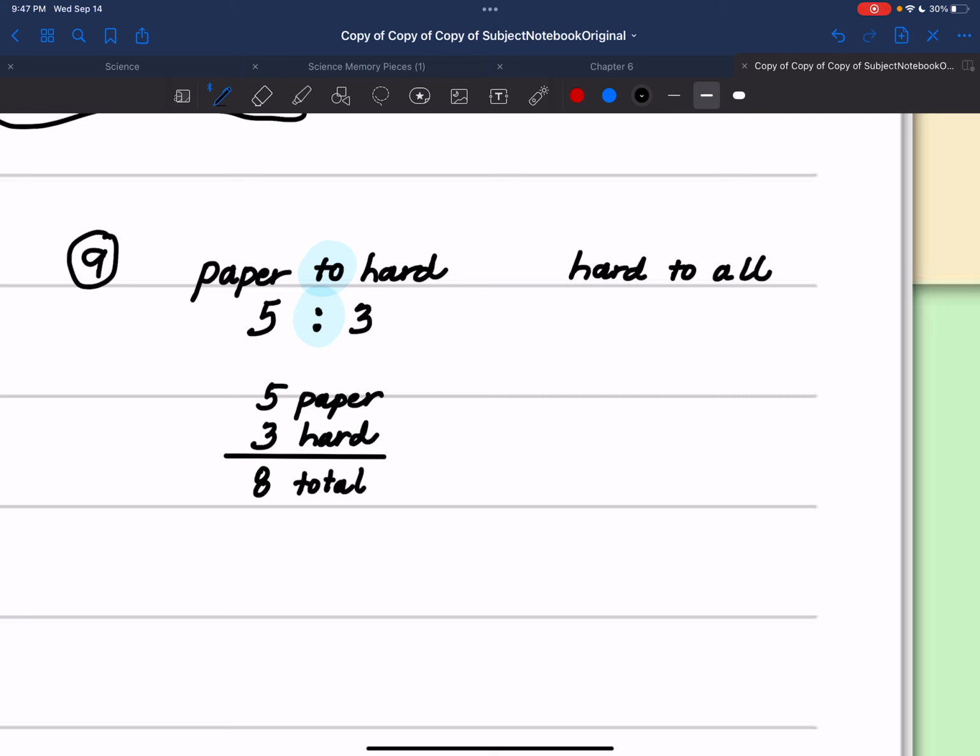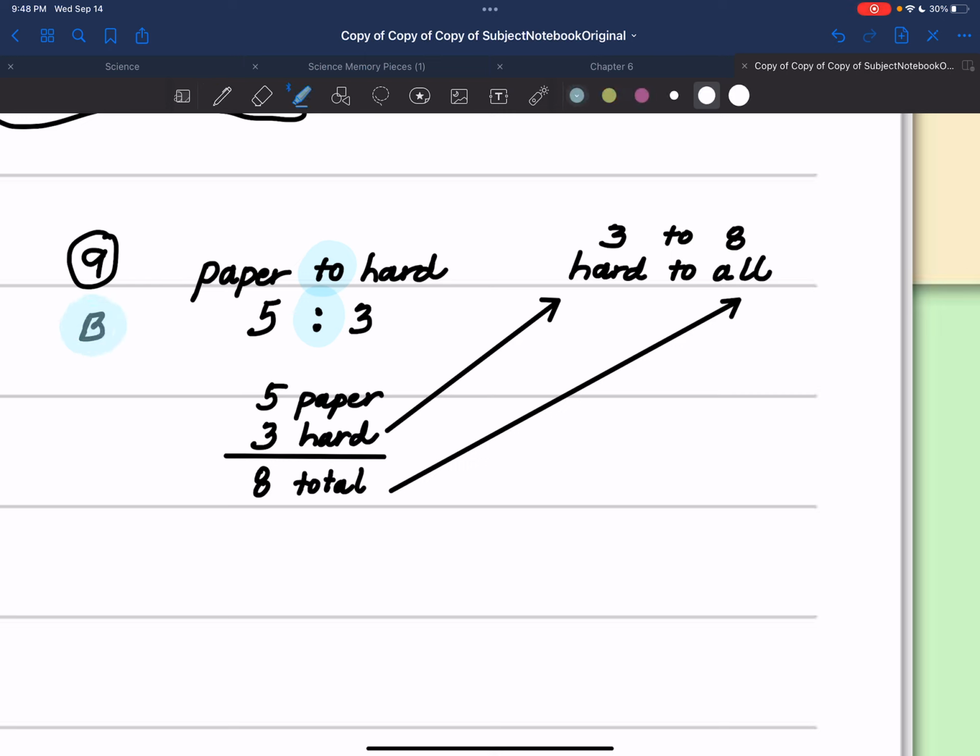So then I'm ready to set this up. The hardback books we know, and now we know the total. We know the all. So I'm going to say 3 hardbacks to 8 total. So I like answer B for this one. The only math I had to do there was to add these two. 5 and 3 make 8. It's all about the reading on these.